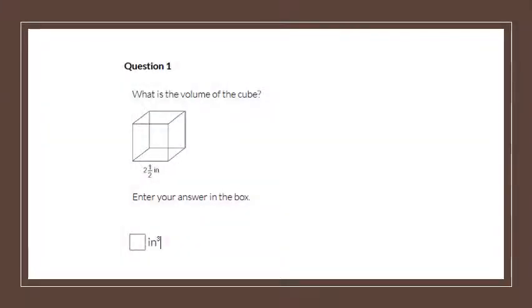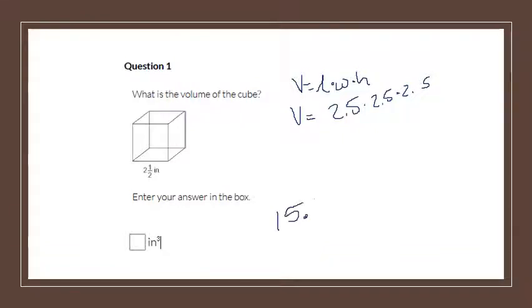So our first question is, what is the volume of the cube? We've looked at volume already, where we said the volume is length times width times height. So here you would have 2.5 times 2.5 times 2.5. And if I just plug that into my handy dandy calculator, I get that the volume of this is 15 and 625 thousandths inches cubed.